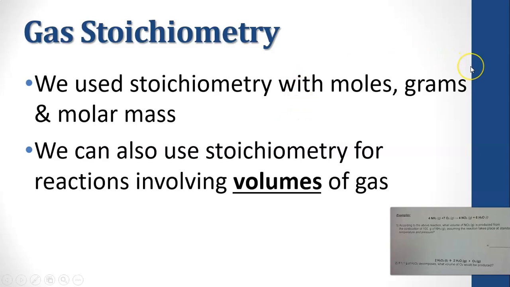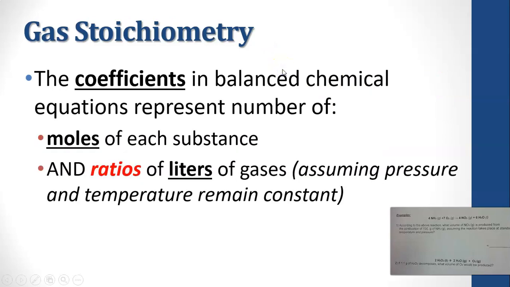We use stoichiometry with moles, grams, and molar mass. We use stoichiometry all over the place, and you guys are great at it. We're also going to use stoichiometry for reactions involving volumes of gas, which again, we've already done, so it shouldn't be anything too terribly new. Important pieces: the coefficients in the balanced chemical equation represent the number of moles, and ratios of liters of gases, also assuming pressure and temperature remain constant.